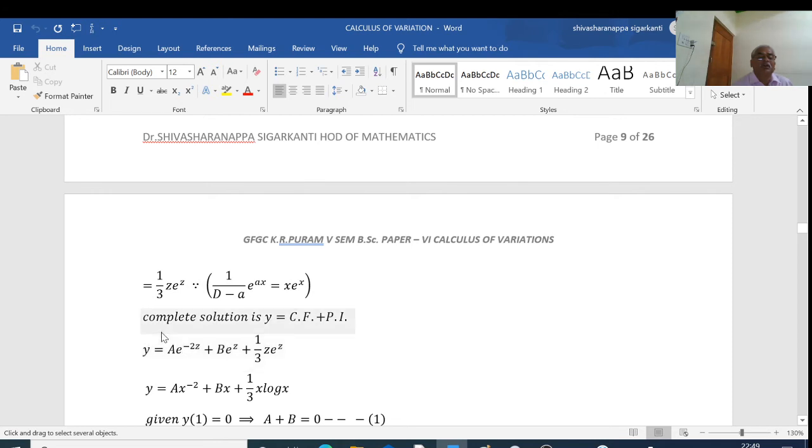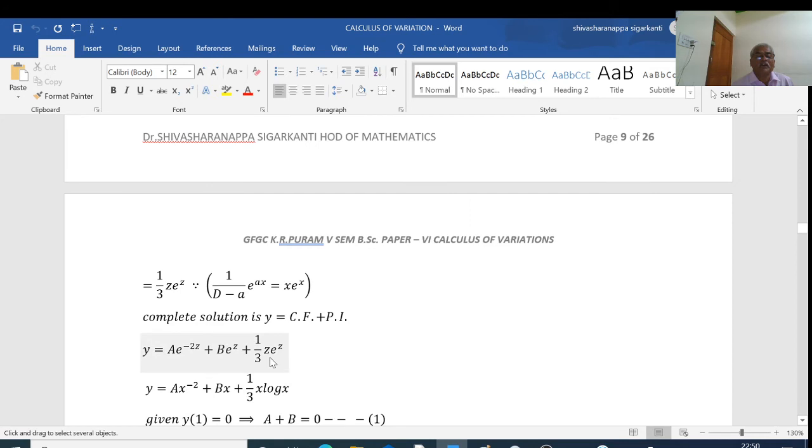So the complete solution is given by complementary function plus particular integral. So that is y equal to A into e raised to minus 2z plus B into e raised to z plus 1 by 3 into z into e raised to z. Again we have to convert this in terms of x. So that is y equal to A into x to the power of minus 2, because we have e raised to z equal to x, plus B into x plus 1 by 3 into z into e raised to z.